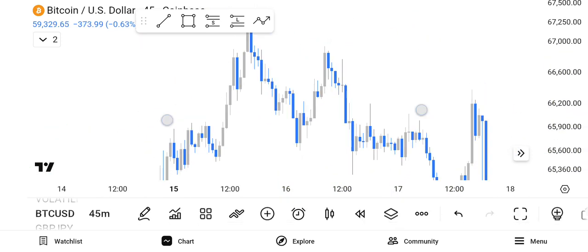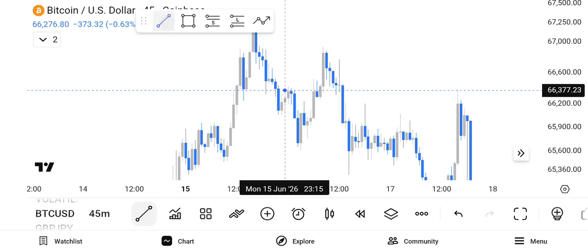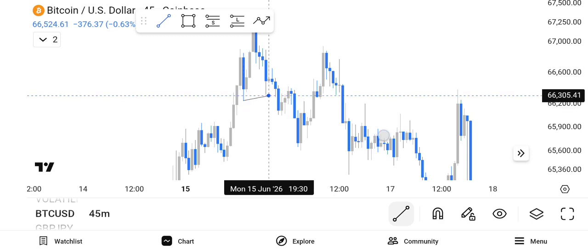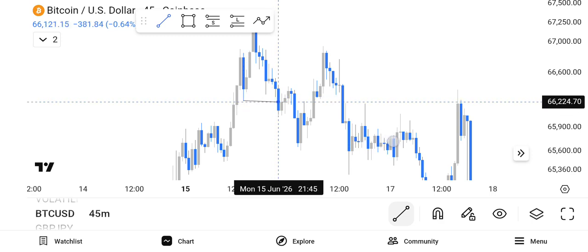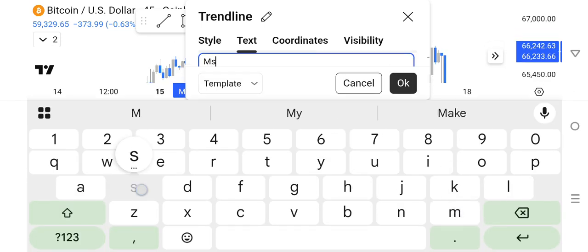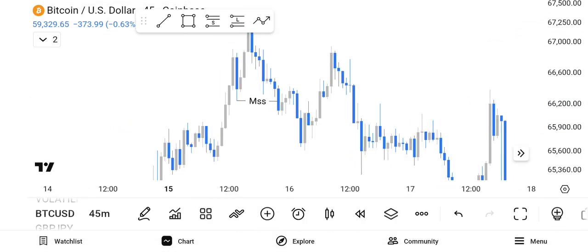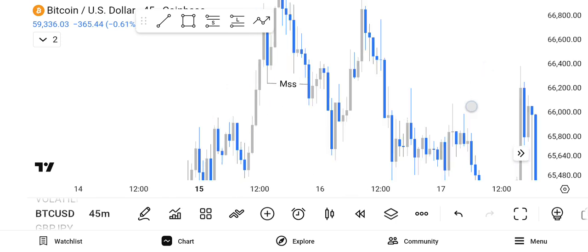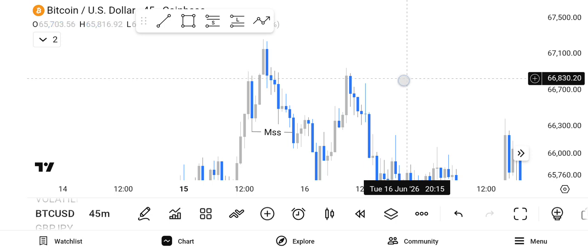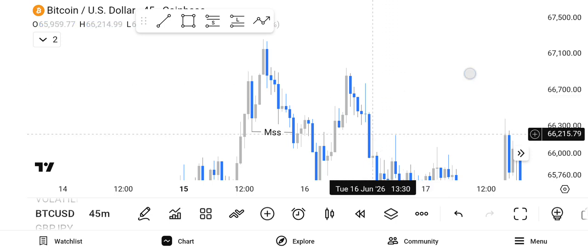Right in this place, where the market took out this low, you can call this a market structure shift, known as MSS. The market has shifted structure right here. You can see that this low failed to hold, so the market broke this low and pushed down. It broke that low and pushed down.